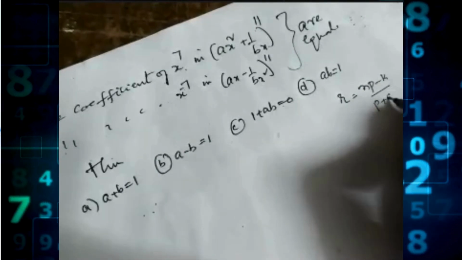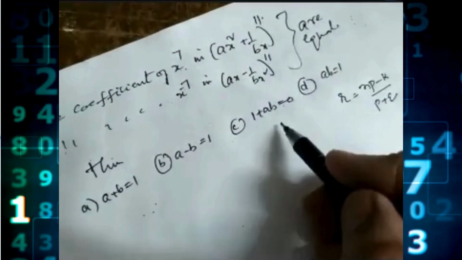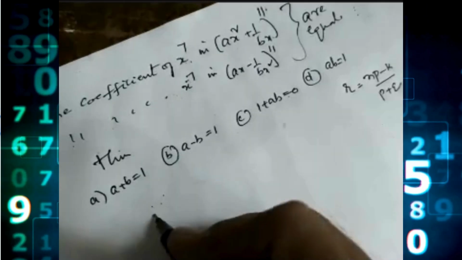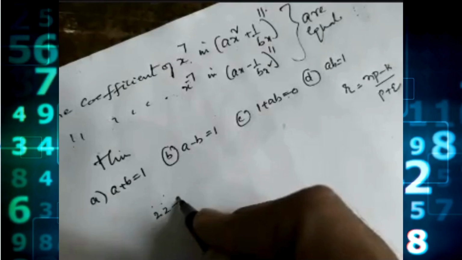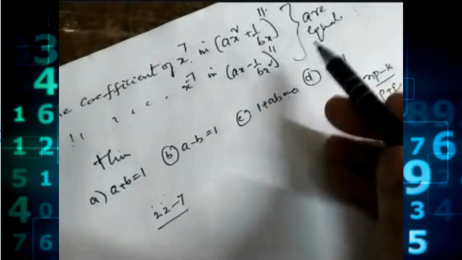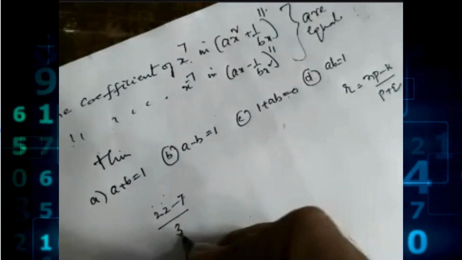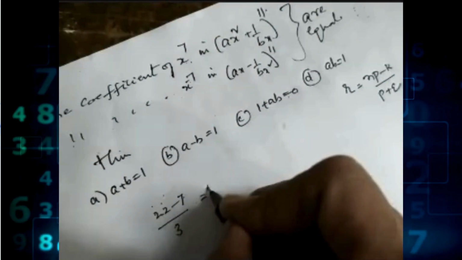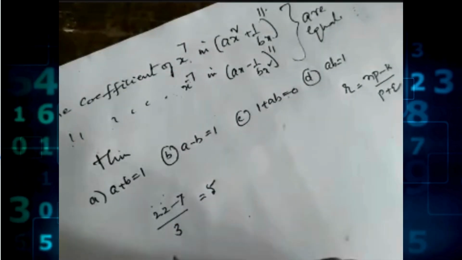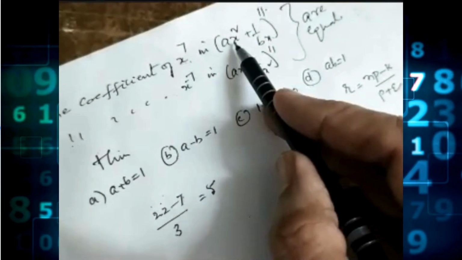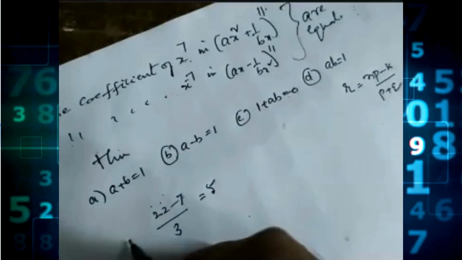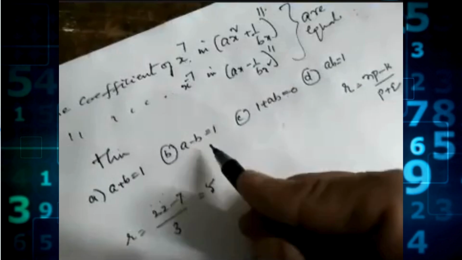Using that technique, np is 22. Minus k is 22 minus k, k is 7, by p plus q. P plus q, 2 plus 1 is 3. 22 minus 7 by 3, 15 by 3 is equal to 5. So, to get the coefficient of x power 7, of course, in this expansion, you must take r is equal to 5.